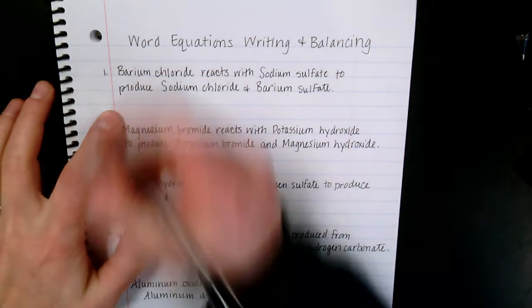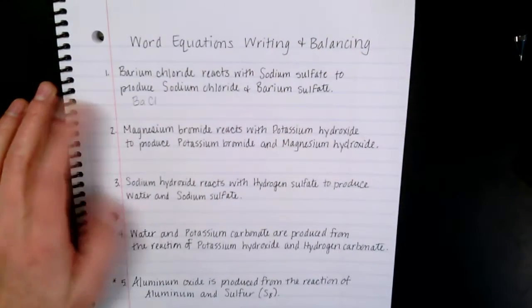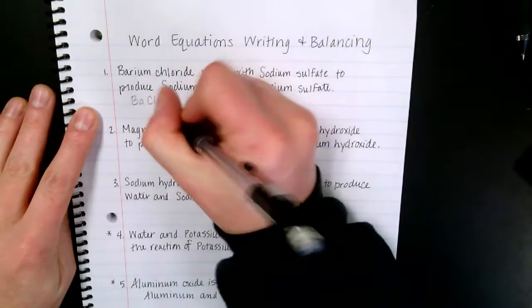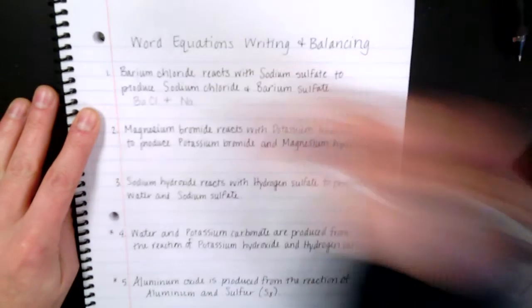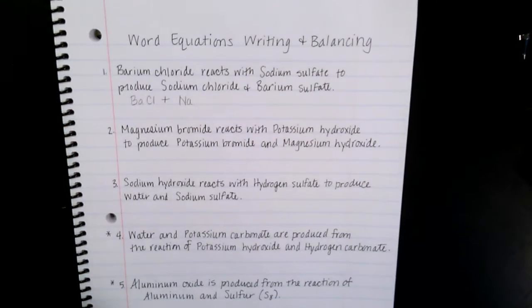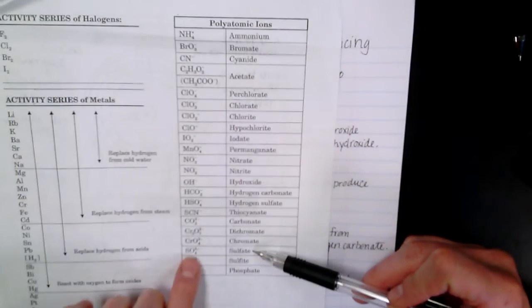So it says barium chloride. We know barium is Ba and chloride is just chlorine, so we're going to write the Cl. Reacts with is your plus. Sodium is Na. Sulfate is a polyatomic ion, so we're going to look on here. Sulfate is SO4.